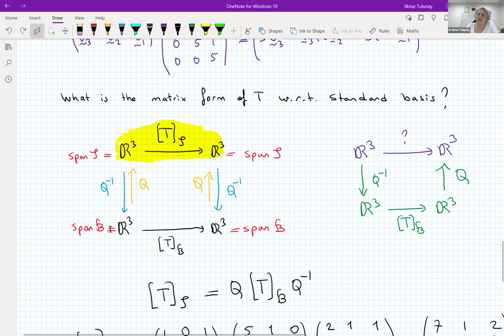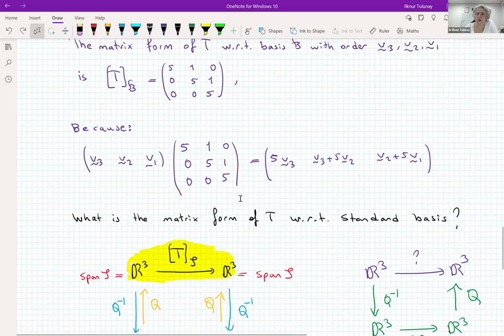If we multiply the vector in R3 by Q, that means we are moving from the basis B to the basis S. If we multiply a vector from R3 by Q inverse from the left, we are moving from the basis S to the basis B. This is what we realized up. So this blue and yellow parts, this is what we figured out in the first part of this video. I just would like to show you again, right?